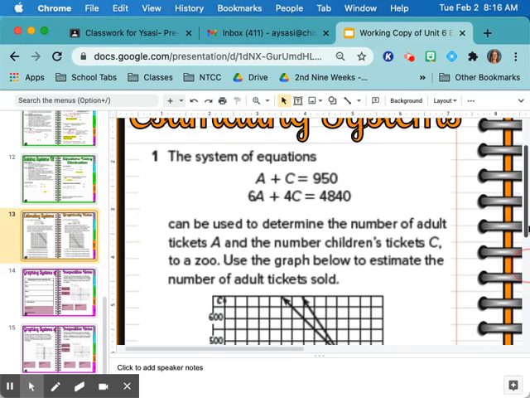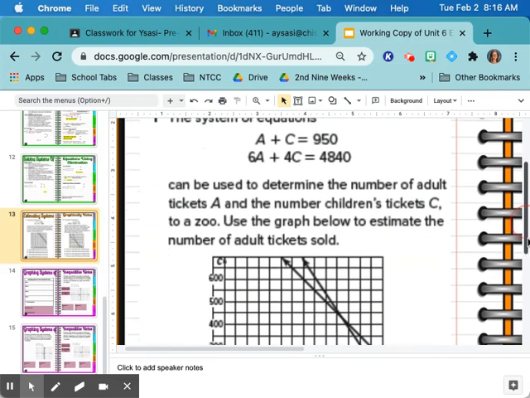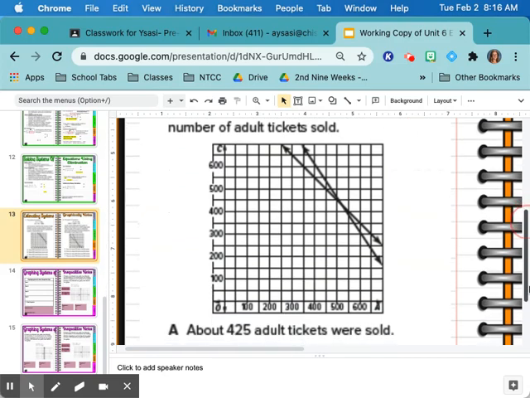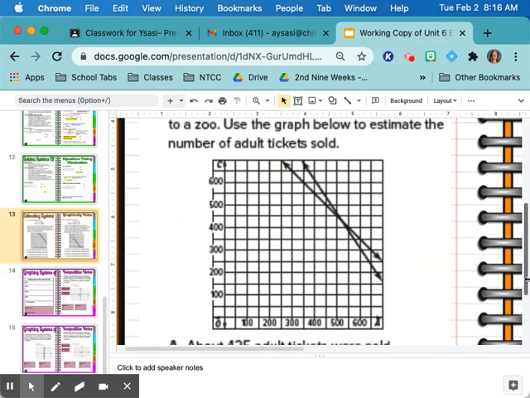A system of equations, A plus C equals 950 and 6A plus 4C equals 4,840 can be used to determine the number of adult tickets A, number of children tickets C to a zoo. Use the graph below to estimate the number of adult tickets sold. So let's look and see. If we have this graph, we need to recognize what the axis represents. So it's not X and Y. In this case, it is A and C. And we want to know how many adult tickets are sold. So we would need to look for A.